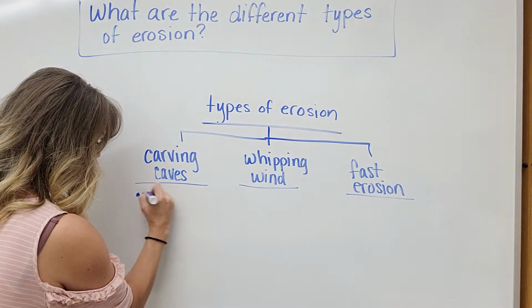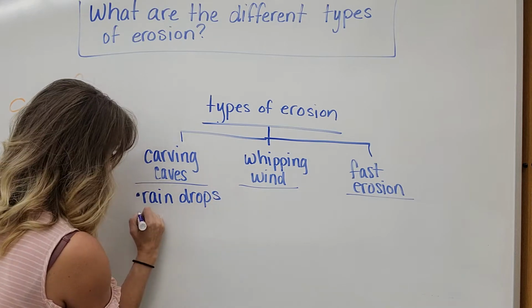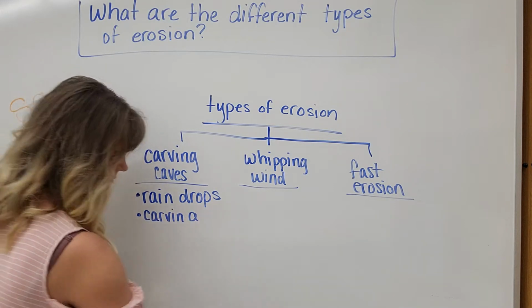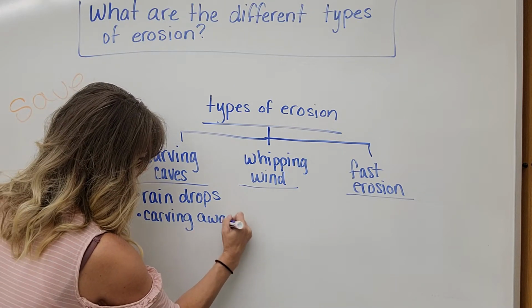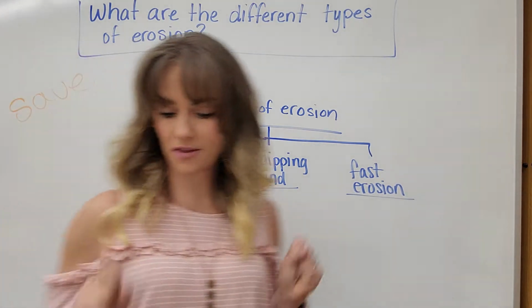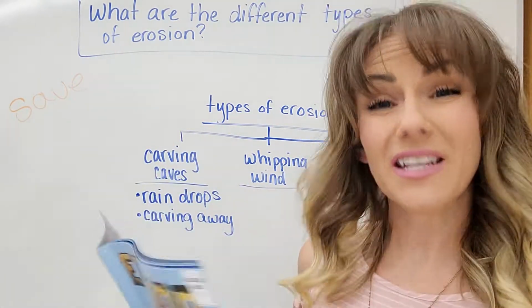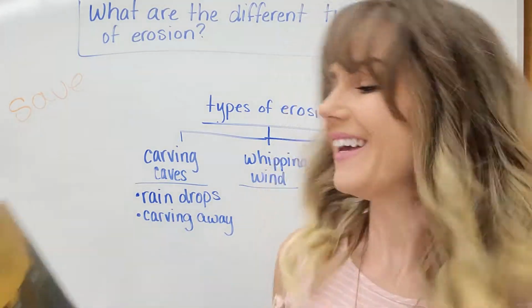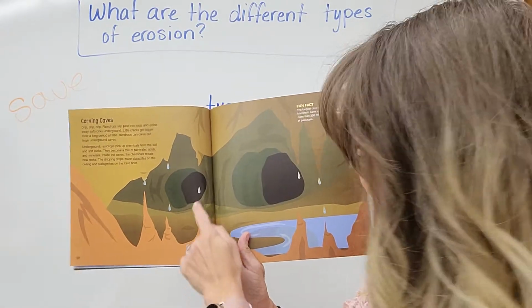Raindrops. And then we'll write carving. Oops, I almost forgot my G in carving. Carving away. So we have raindrops and carving away. Those are the 2 notes that I wrote down about carving caves because the raindrops are actually what carve the caves, right? That is so cool. And then you can see these stalactites up here and the stalagmites down here.